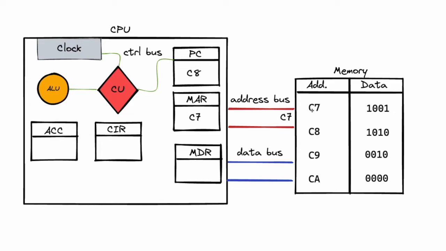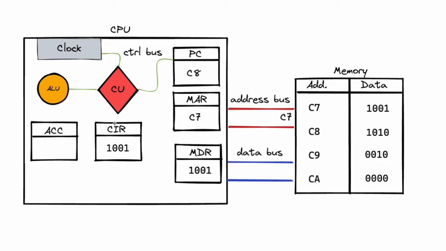Okay, so here we have C7, so we're going to look at row C7. Then it finds the data that is stored at that address and sends back a copy of it along the data bus back to the processor, and that gets stored in the MDR, the memory data register. After it arrives in the memory data register, it gets copied again and sent over to the current instruction register.